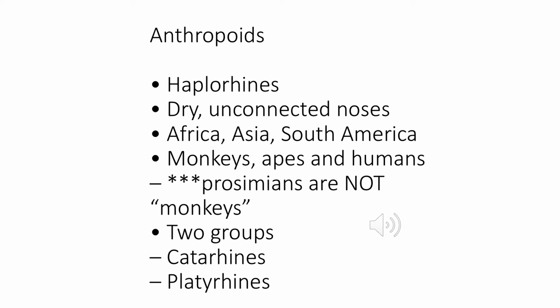Some major characteristics of our Haplorhine, again, it's going to go back to noses. The rhine we know means nose. We are also anthropoids, so we have dry, unconnected noses, right? We don't have a moist nose, and we don't have that connected upper lip. Haplorhines live in Africa, Asia, and South America, and the group comprises monkeys, apes, and humans. Again, remember, our prosimians are not monkeys. Within the Haplorhine, we have two groups: our Catarrhines and our Platyrrhines.